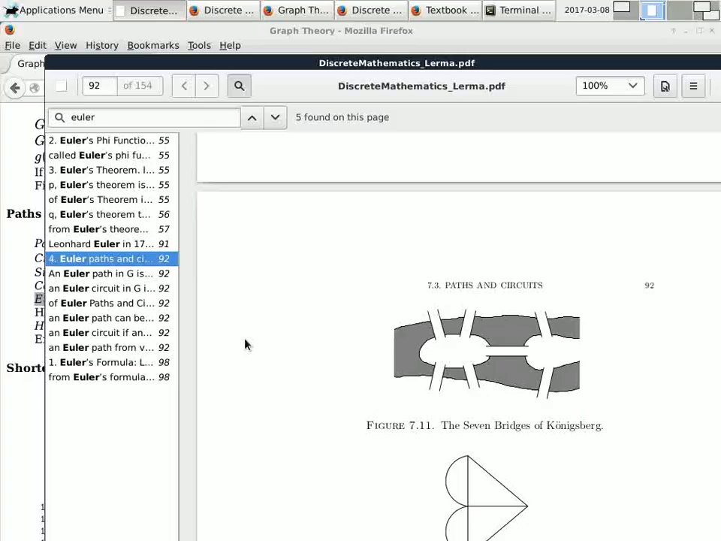Alright, so this is where the name comes from. And some people consider this where the theory of graphs came about.